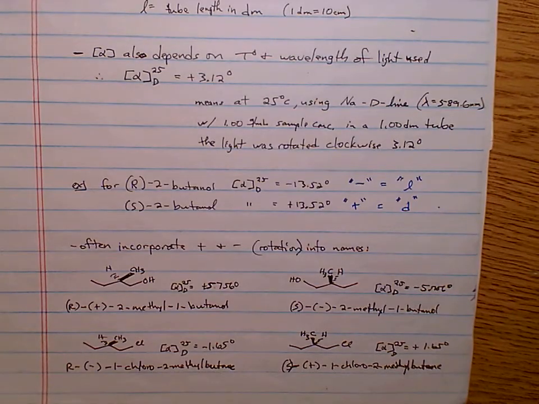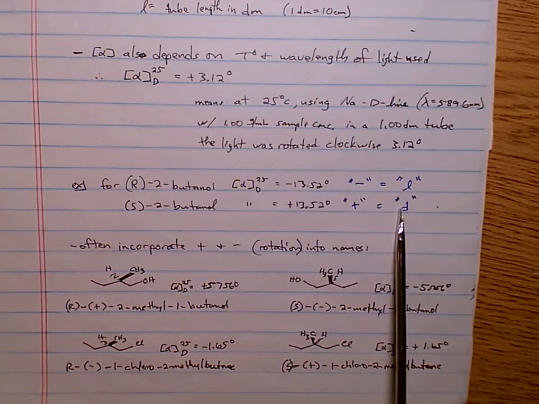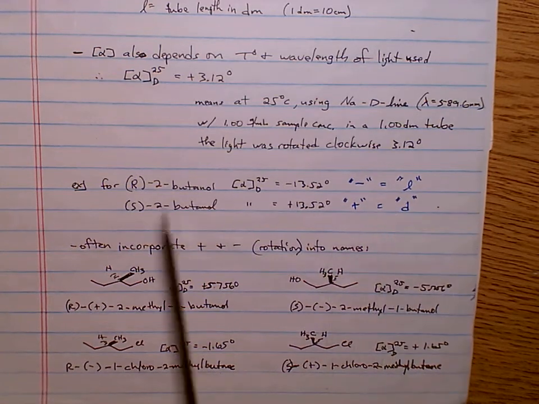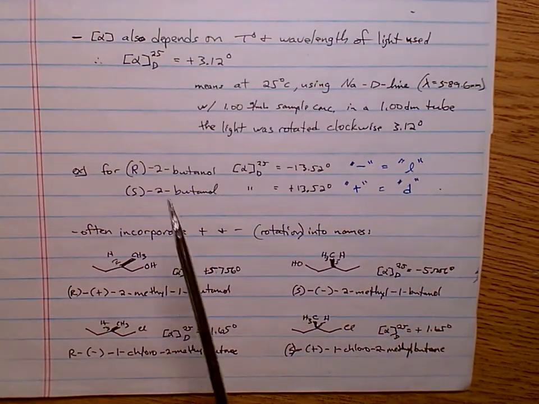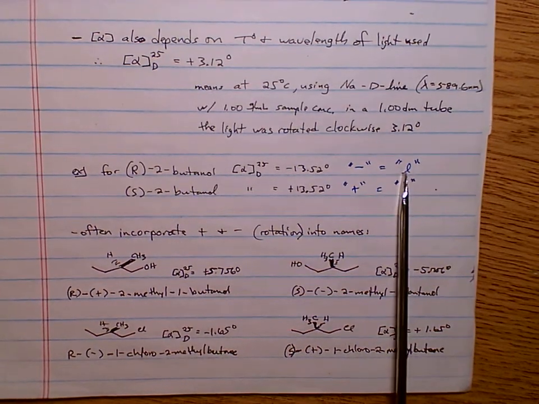But here's the thing, very, very important. What do plus and minus, what do L and D have to do with R and S? The answer is nothing. It turns out for R-2-butanol, the R isomer is the L isomer.